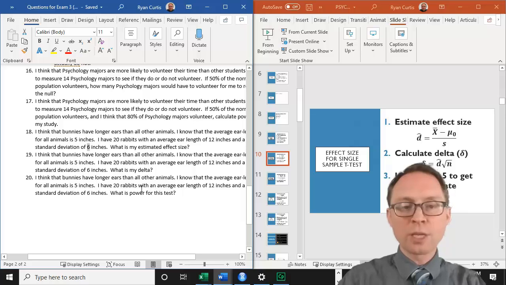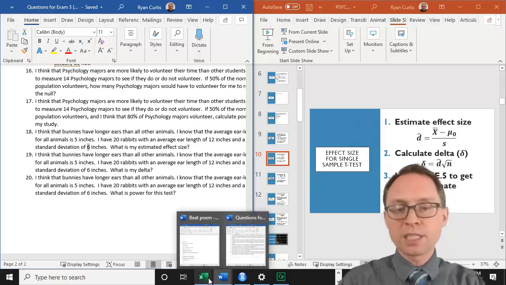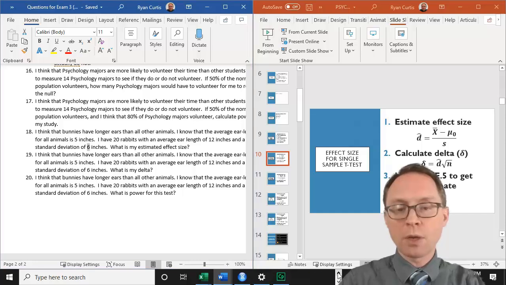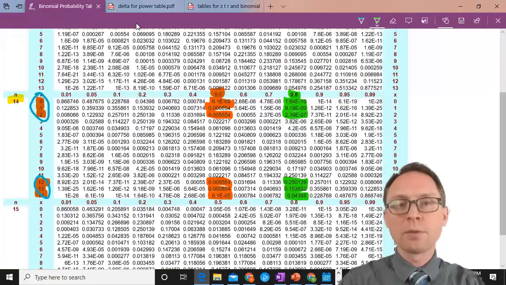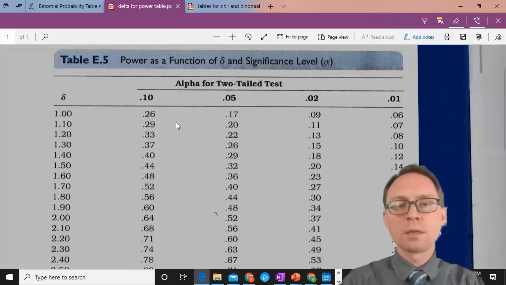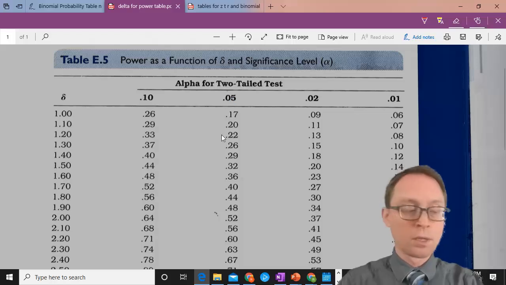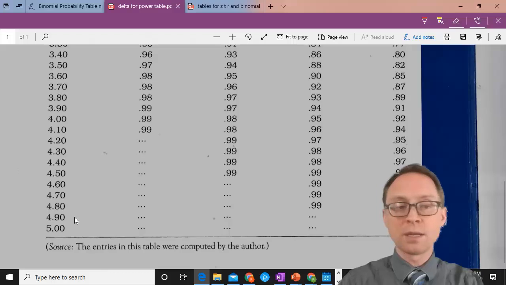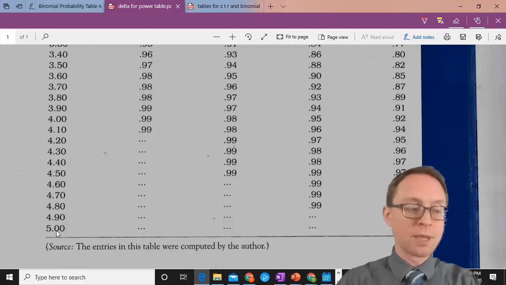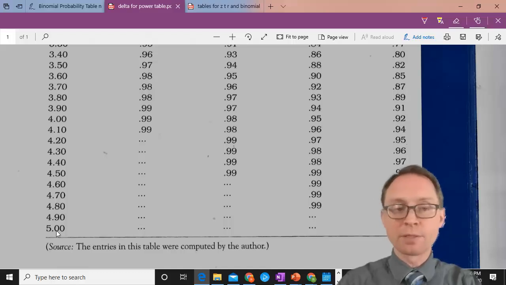Okay, the last question then, what is power for this test? For the estimated power, we go to our table for power, which is right here. Alpha equals 0.05. This is a two-tailed test, same as always. But now we have an estimated delta of 5.22. The highest that we have possible is 5. That means that we're off the charts, and the estimated power is going to be 0.99, because it's basically 1.0, but the closest is 0.99. Okay, great.